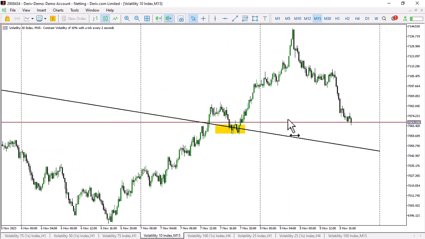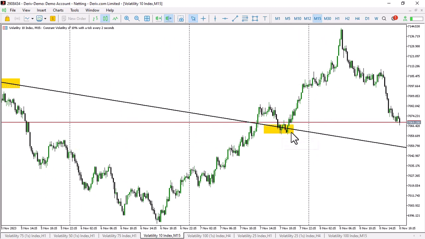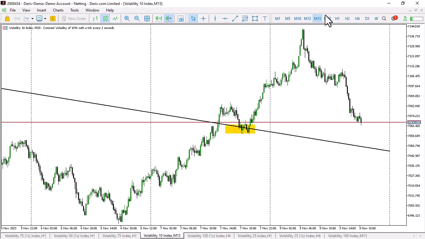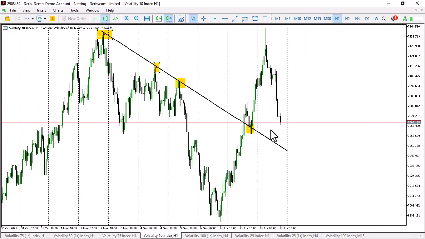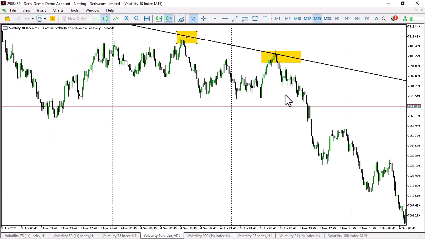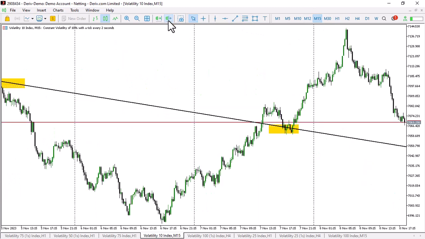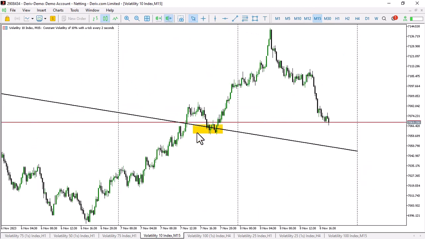If you go to the M15 right here, you clearly see that this is the confluence. You don't get rid of your trend line from the H1; you go with it to the M15. When you get to the M15, what are you looking for? You are looking for a double bottom pattern at the trend line. This is what you're doing.